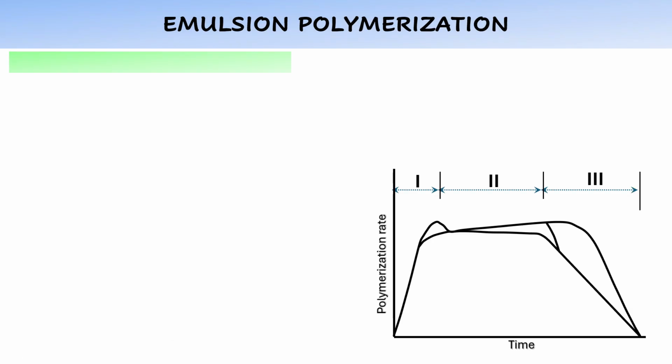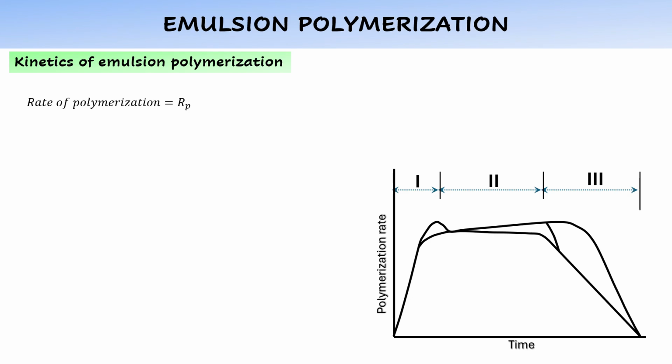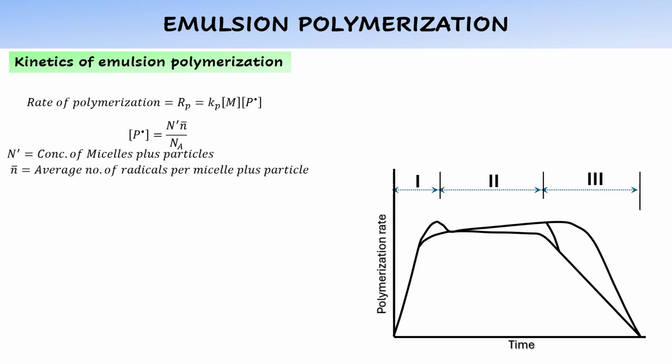The rate of polymerization, Rp, at any instant is given by the product of the concentration of active particles and the rate of propagation in the particle. The unique part of emulsion kinetics is how we define the radical concentration. We express it as the product of the number of latex particles per unit volume, N prime, and the average number of radicals per particle, N bar, divided by Avogadro's number. Combination of these two equations yields the polymerization rate as shown here.